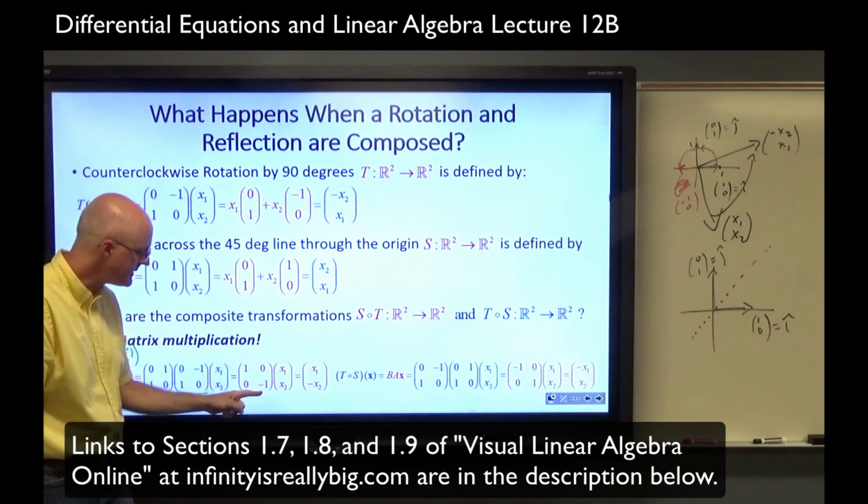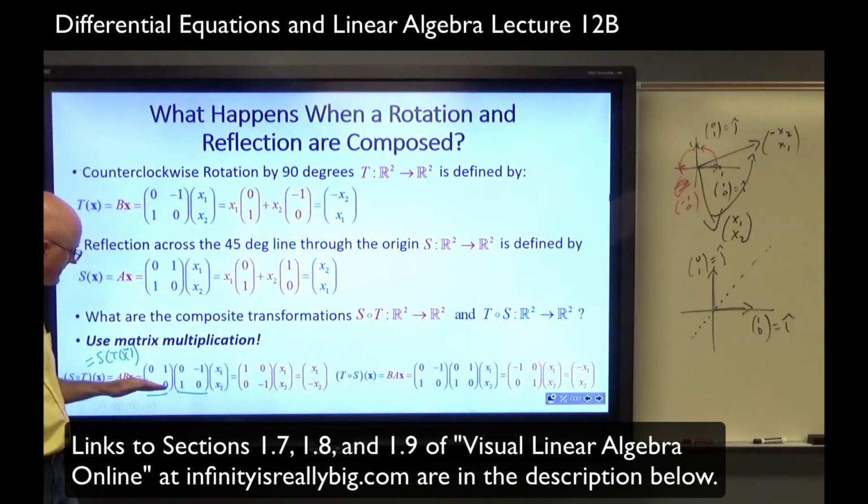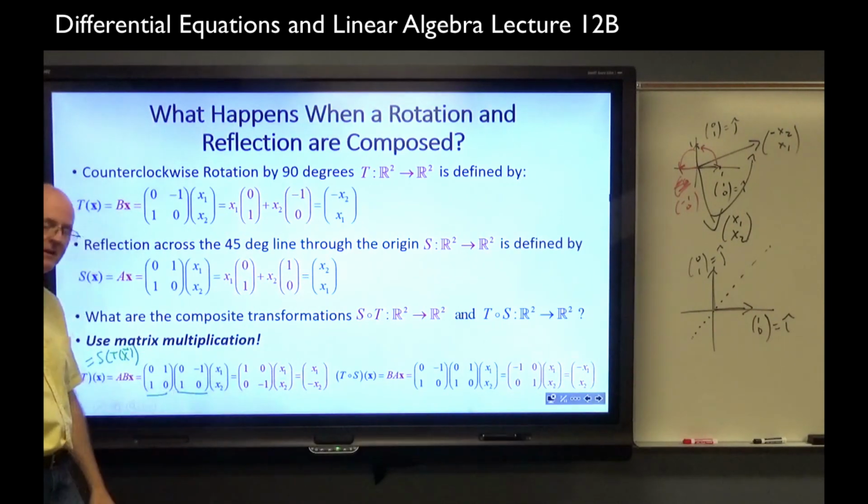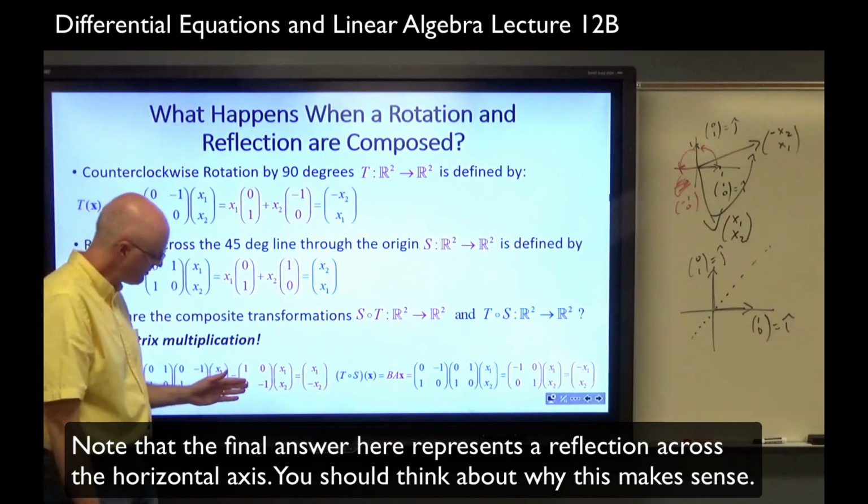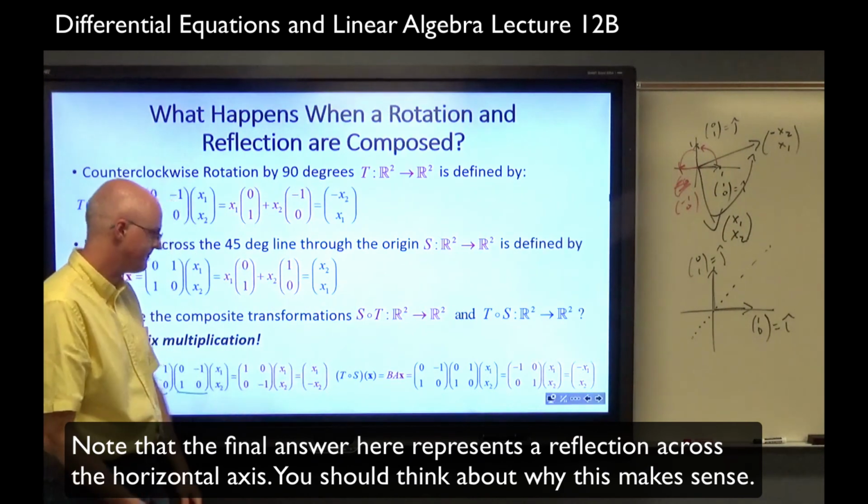In the lower right entry, the 2, 2 entry, second row, second column, do a dot product of the second row of the matrix on the left with the second column of the matrix on the right. 1 times negative 1 is negative 1, plus 0 times 0 is negative 1. And then if you multiply this matrix times this vector, you get this.